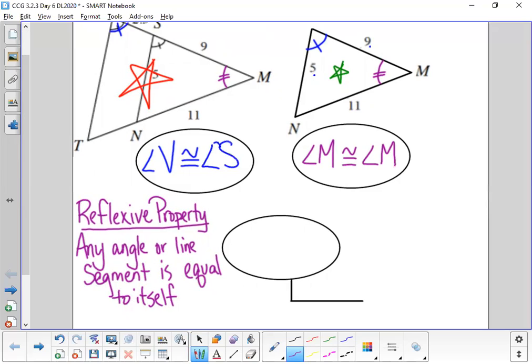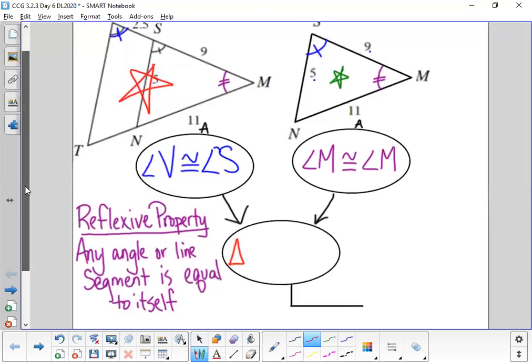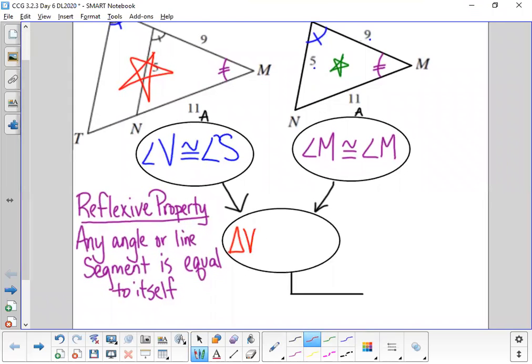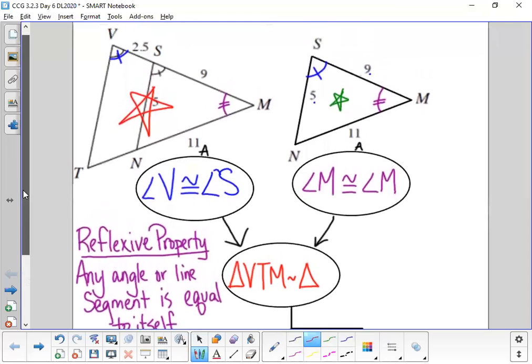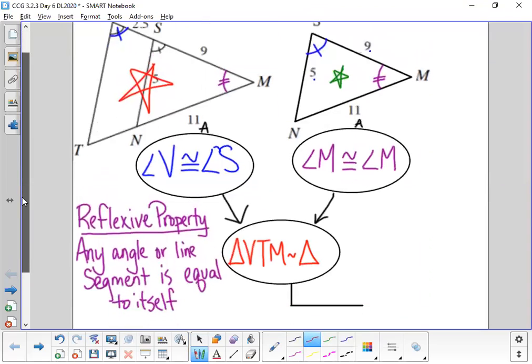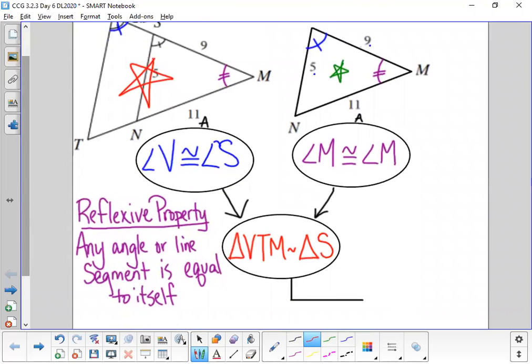All right, I've satisfied my angle similarity condition. So that means that I can draw my arrows showing that these two fact bubbles lead me to my conclusion. And my conclusion is that triangle VTM is going to be similar to triangle, if I started with V, the corresponding angle is S, so I have to start with S. For T, the corresponding angle is N, so N will come next. Sorry, my bubble wasn't big enough. And then for M, the corresponding angle was itself, so M.